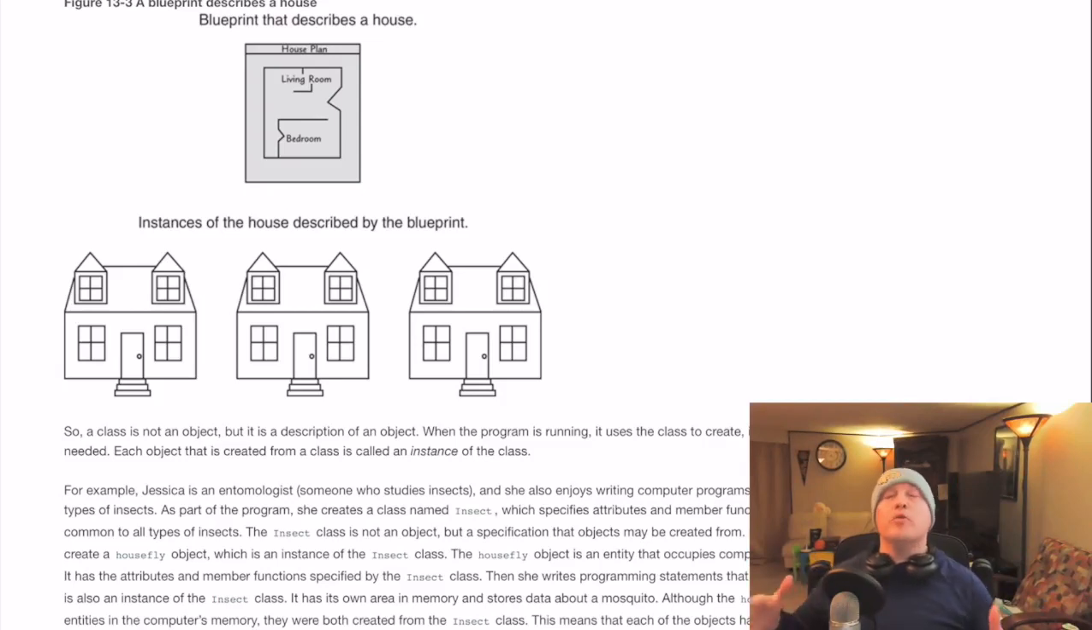So moving forward, it's important enough to have this here as a reference point. The class is the abstract, and the object is the tangible.